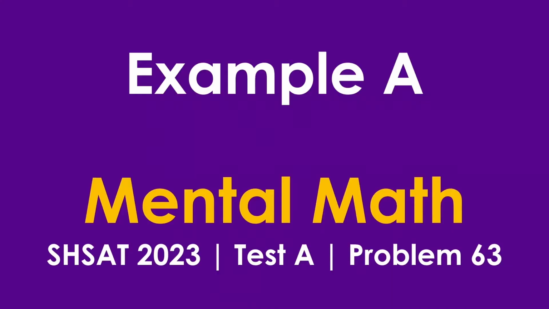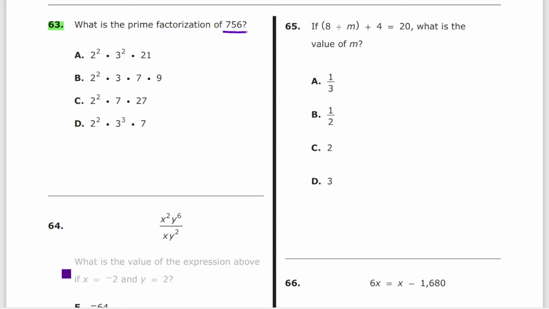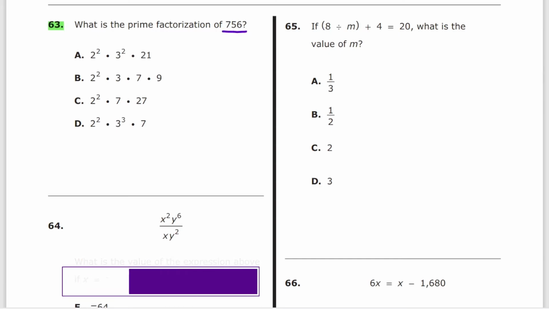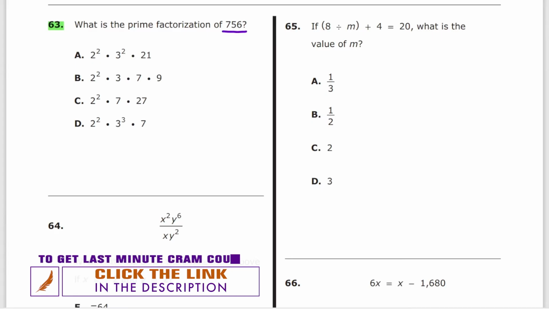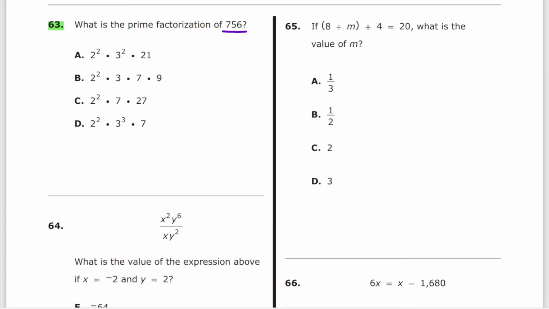Let's see how mental math can significantly make your life easier. We'll do problem 63 from test A of SHSAT 2023. What is the prime factorization of 756? Most of you will actually start factoring 756. But what if you knew your times table super well? Let's look at option A. 21, that's 3 times 7, not a prime factor. Out. 9, 3 times 3. Out. 27, 3 times 9. Out. The only option is D. So all you have to do is just to know your times table super well in this specific problem.